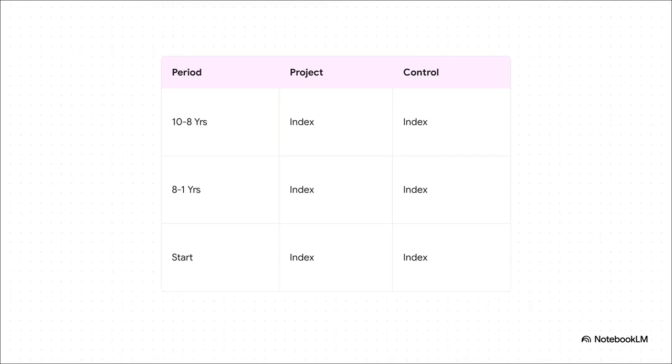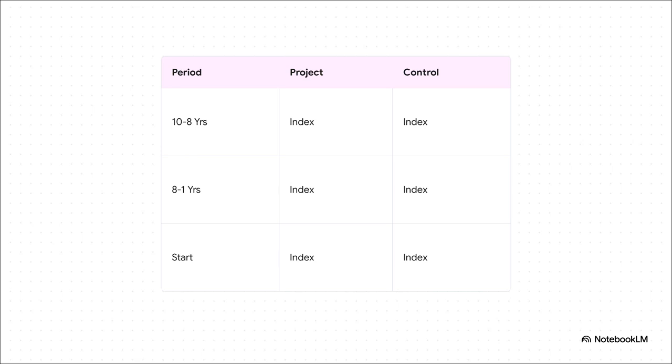But here's the catch. You can't just measure your own trees. You have to prove your trees are doing better than the land would have done without you there. To do this, developers have to track the stocking index of their project plots against completely independent control plots over 3 distinct historical time periods. We're talking 10 to 8 years ago, 8 to 1 year ago, and the actual year of the start date.